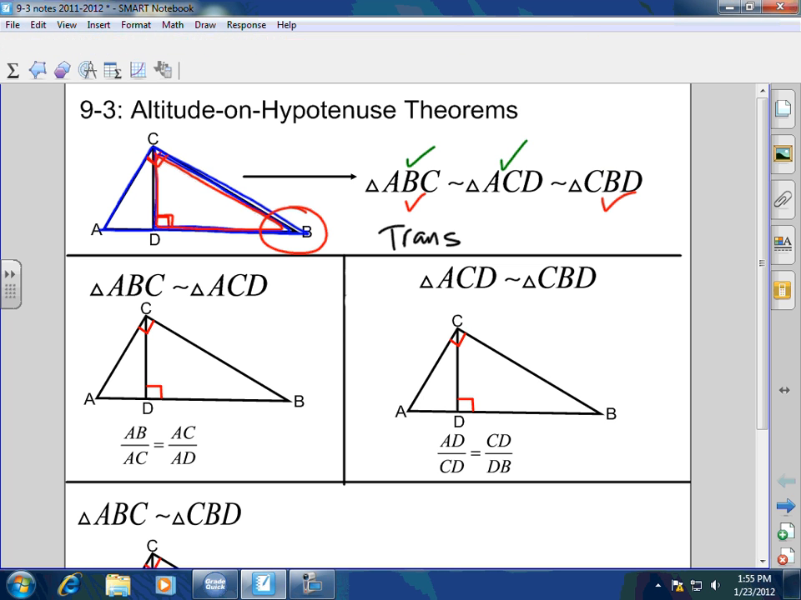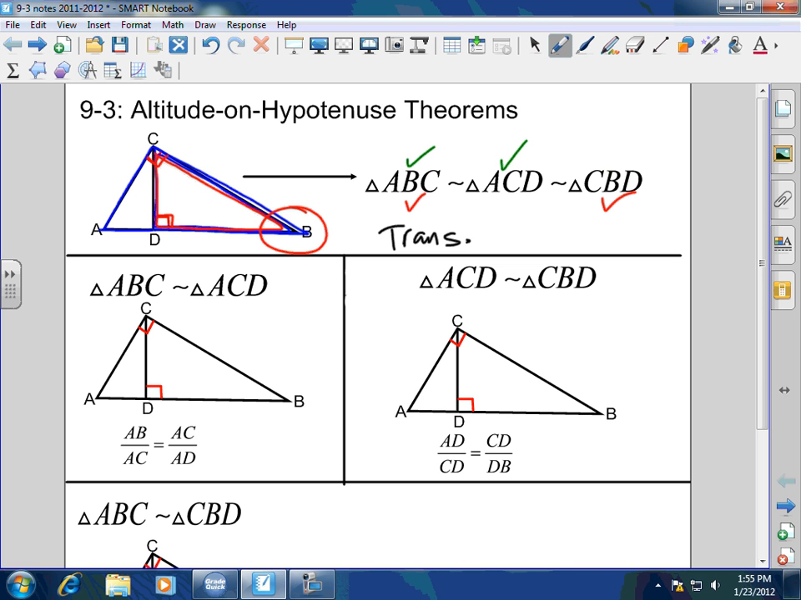So the reason that all of them are similar, two similarities are because of angle, which we just proved. And then the third similarity is because of transitive. If ABC is similar to ACD and ABC is similar to CBD, then ACD is also similar to CBD. That's called the transitive property.